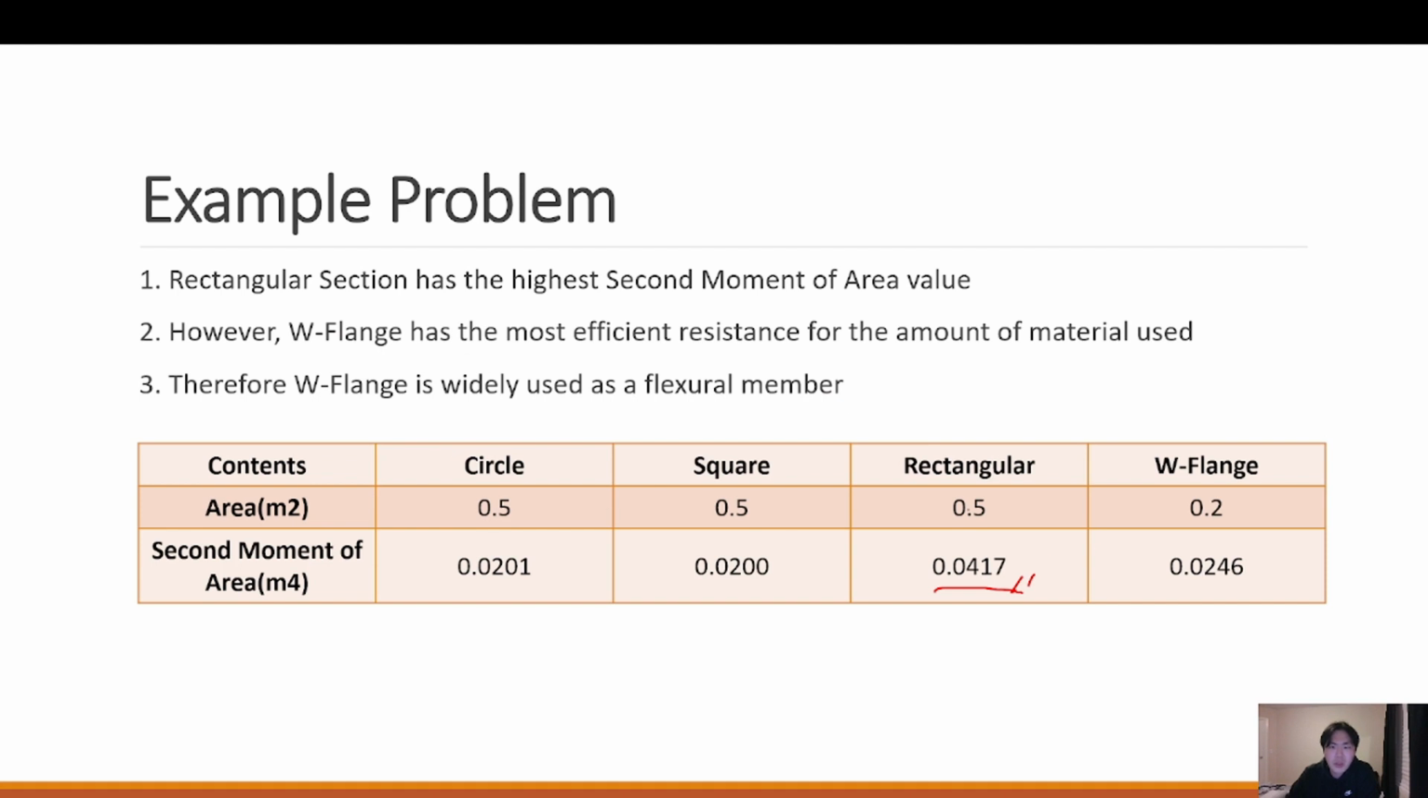So circle, square, rectangular area is 0.5, but wide flange is only 0.2, which is less than half the value of everything else. But its second moment of area value is greater than circle and square. That's why the wide flange is widely used as a flexural member, because it is cost efficient and still has a good value for second moment of area.